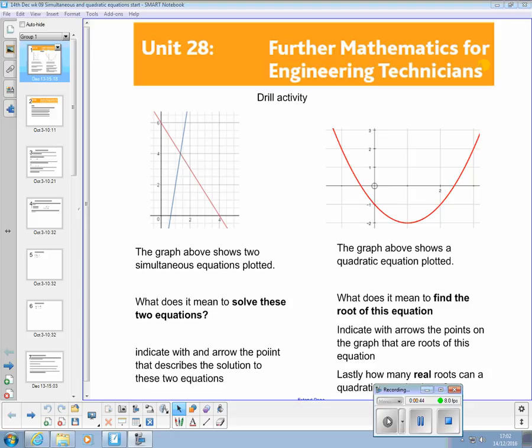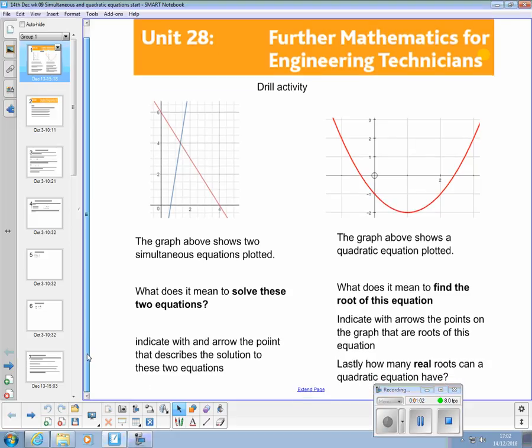And then on the right hand one, that's a graph of a particular quadratic equation, it's got an x squared term in it, as well as other things. What does it mean to find the roots of that equation, and also indicate on that graph where the roots are? And lastly, how many real roots can a quadratic equation have? So a couple of minutes to have a think about those questions, and then we'll have a chat through it, and clearer answers will come as we go through tonight's session.